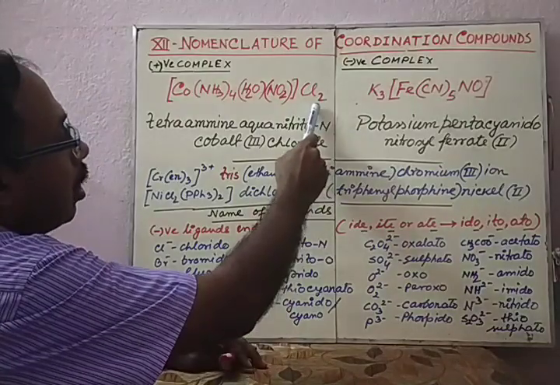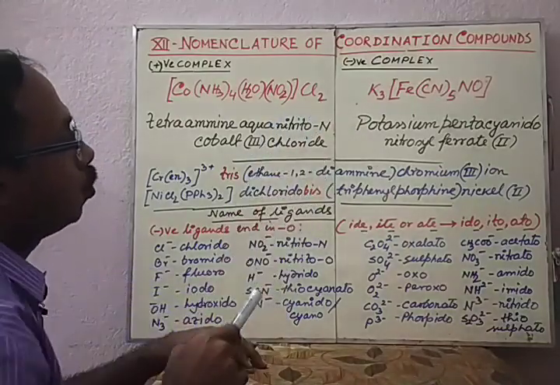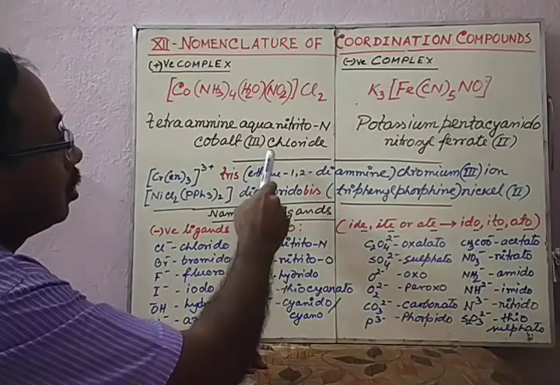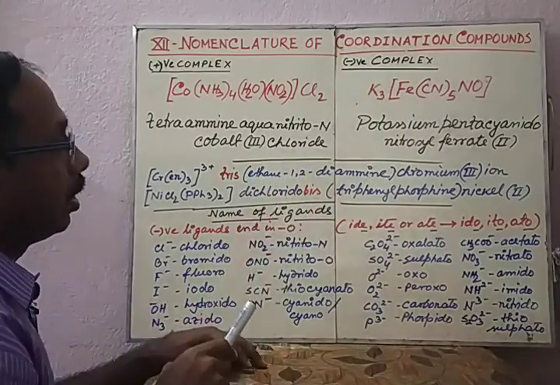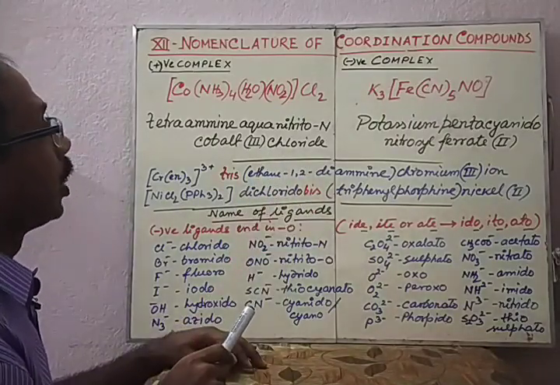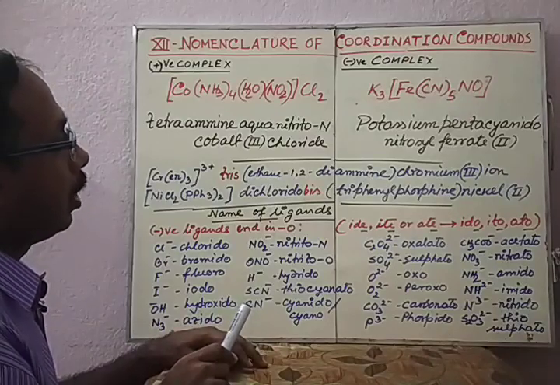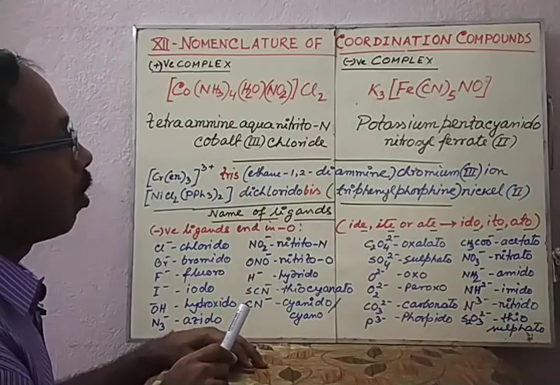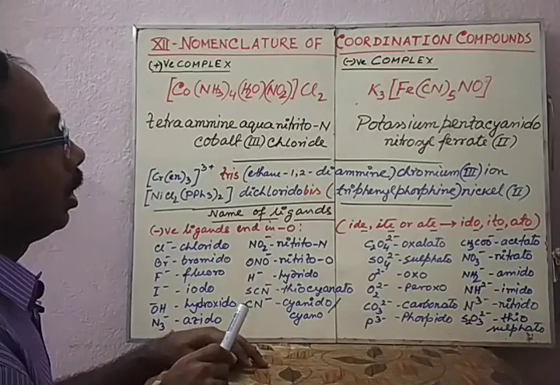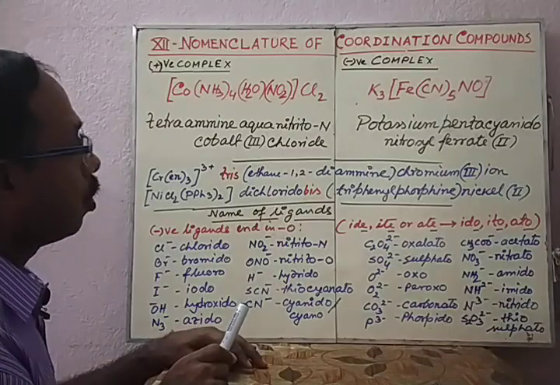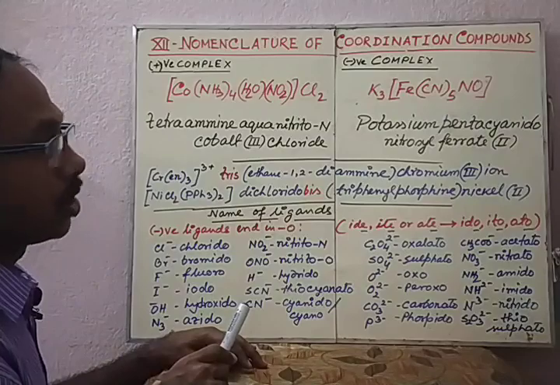Follow here, there are 2 counter ions, 2 chloride ions, but it is not written dichloride, it is written only chloride. Therefore when we write the name of the counter ion, if they are in multiple number, we do not write di, tri, tetra, etc.